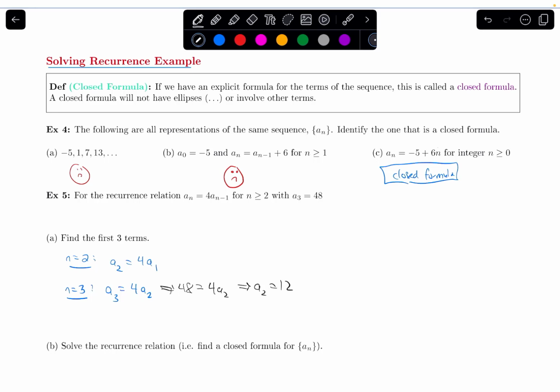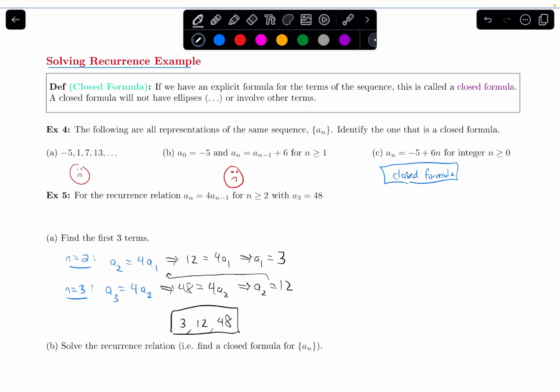Nice, so I know one of the terms. I know a2 is 12. In fact, we already know another term: a3 is 48. Now that I know a2, let's plug it into the other one. That'll give me 12 equals 4 times a1. And dividing, I get that a1 equals 3. The smallest value I could plug in for n was 2, and the smallest term that was producing was a1. So my sequence starts at a1, and a1 is 3. So the first three terms are 3, 12, and 48.